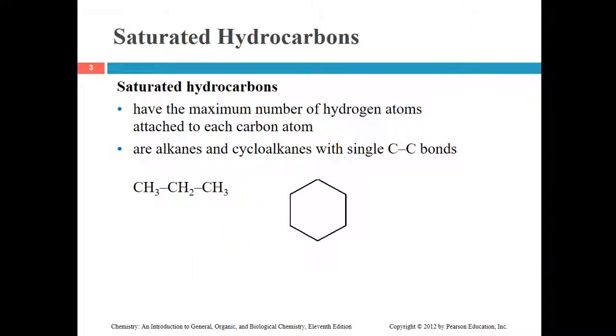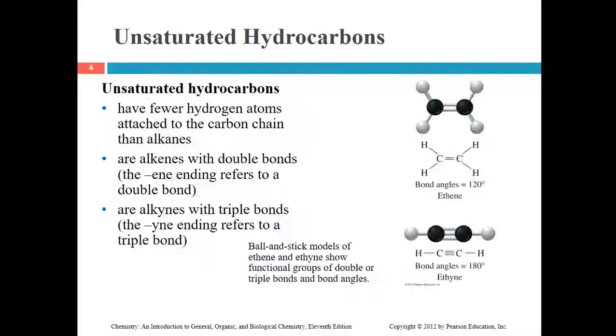Now, in chapter 10, we were talking about saturated hydrocarbons. That's where you had the maximum number of hydrogen atoms attached to each carbon atom. They were all single bonds. Carbon always had 4 bonds, but they were all single bonds, whether between a carbon and a carbon or a carbon and a hydrogen. And so even with a cycloalkane, we have all single bonds. These are considered saturated hydrocarbons. No place to put any more hydrogens there.